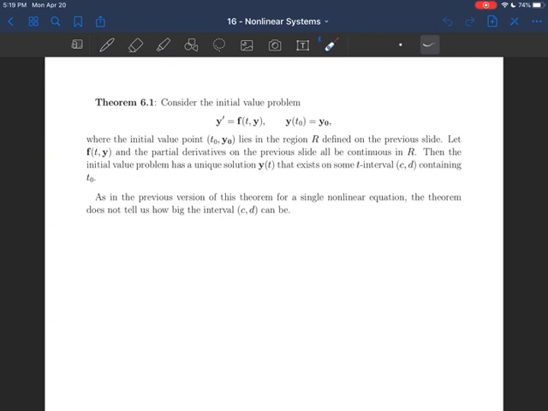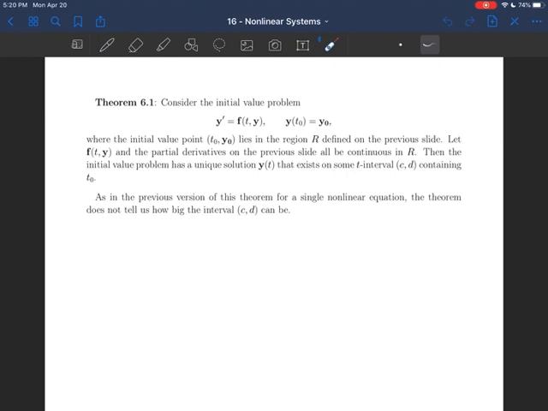Now, suppose also that f of t, y, and all of the partial derivatives that we saw in the previous slide, are all continuous in this region R that we found. Then we can say that the initial value problem has a unique solution, y of t, that exists on some t interval, (c, d), containing the initial time. So we get unique solutions existing for some time interval.